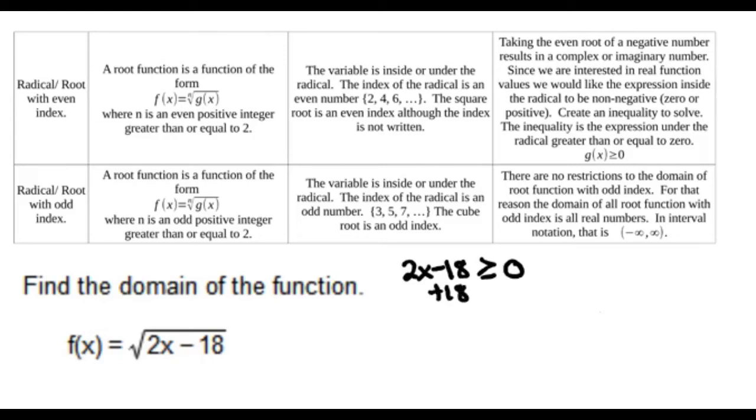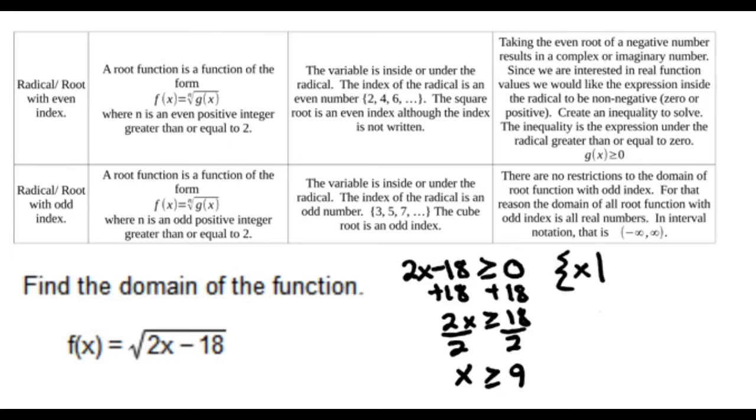So we're going to add 18 to both sides. That's 2x is greater than or equal to 18. Divide by 2 on both sides to get x is greater than or equal to 9, and this will give you the values for the domain. So you can write that domain in set builder notation. We say x such that x is greater than or equal to 9. Or you can write it in interval notation.